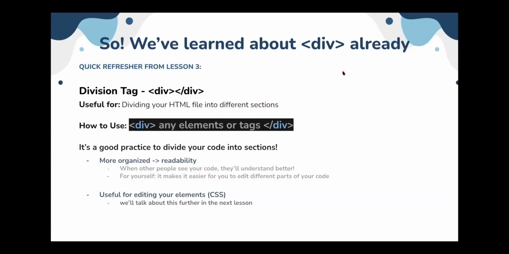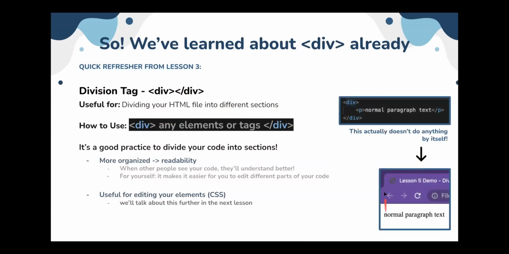So we've learned about div tags. So div tags are division tags, right? And it's useful for dividing your HTML into different sections. So it actually doesn't appear on the website when we just put div by itself, but we use attributes on our div tag in order to make it prettier with CSS.